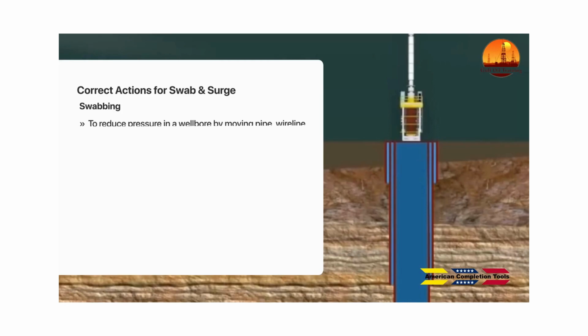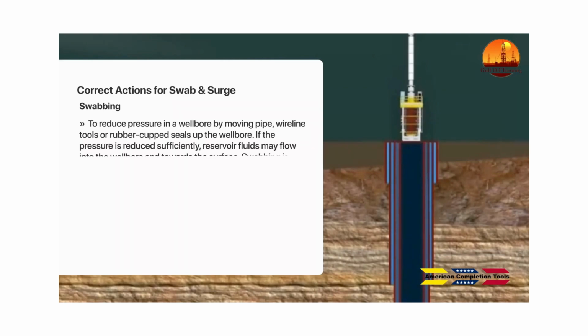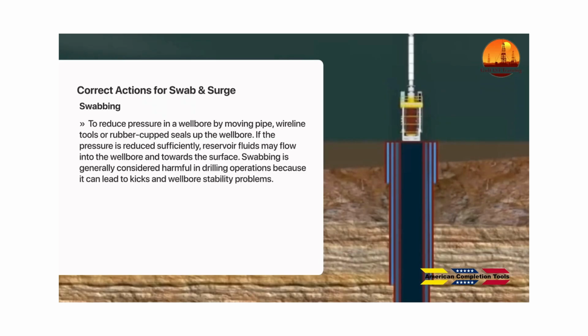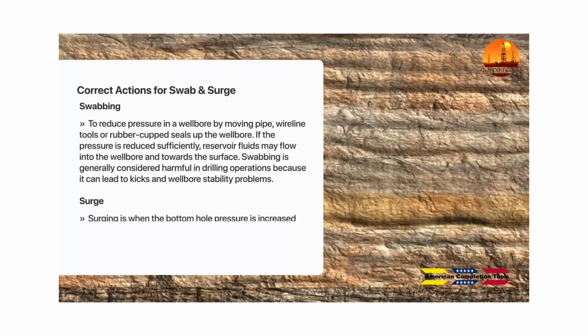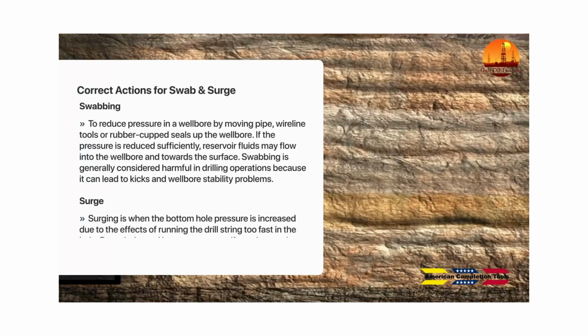Swabbing. To reduce pressure in a wellbore by moving pipe, wireline tools or rubber cupped seals up the wellbore. If the pressure is reduced sufficiently, reservoir fluids may flow into the wellbore and towards the surface. Swabbing is generally considered harmful in drilling operations because it can lead to kicks and wellbore stability problems.